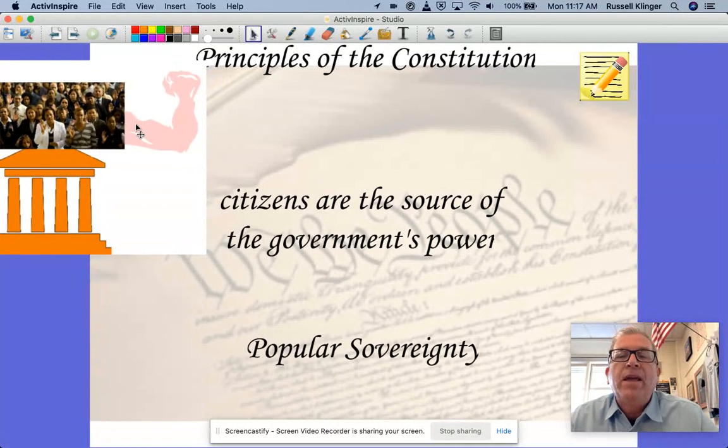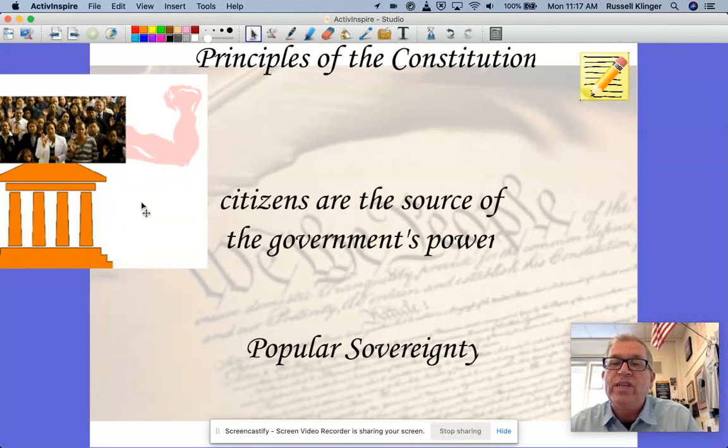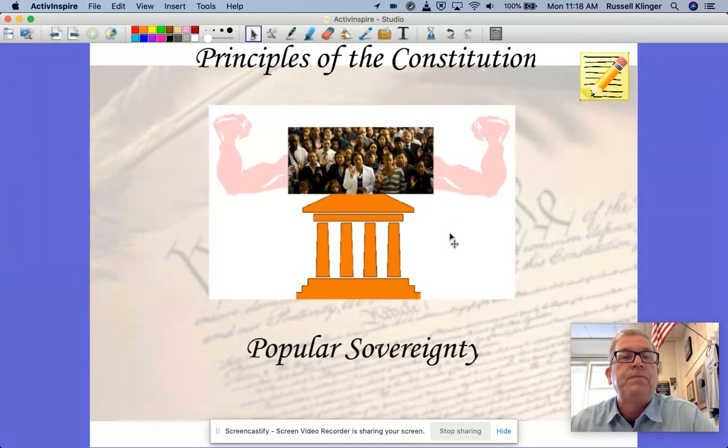And this is a fundamental thing to Americans, that the republic that we live in, or our American democracy, is this idea that our voices count. Our voices collectively as a group have power. So popular sovereignty means that the citizens are the source of the government's power. When we speak and the government responds to that, because the government is of the people and by the people and for the people.